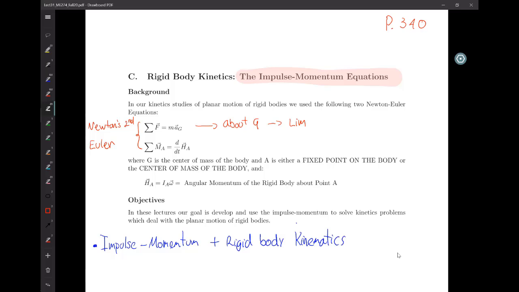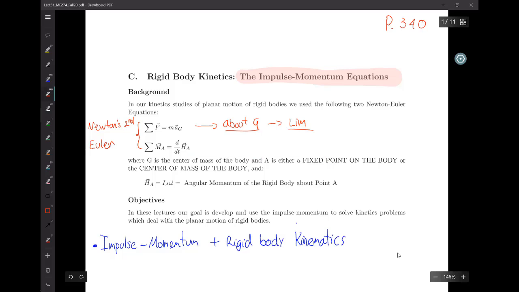And this is also going to be valid when we study linear impulse momentum of rigid bodies. So we cannot calculate the linear impulse momentum of an arbitrary point. We need to use the center of gravity. Very, very important, all right?